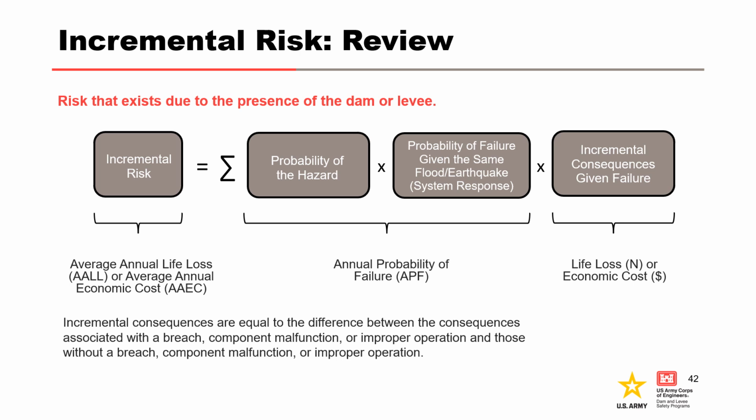We covered this earlier in this module, but here's the incremental risk equation one more time. We're going to start with the calculation for the annual probability of failure, or APF, which is the product of the hazard probability and the system response.